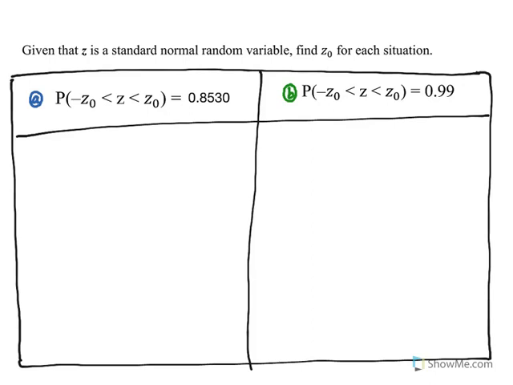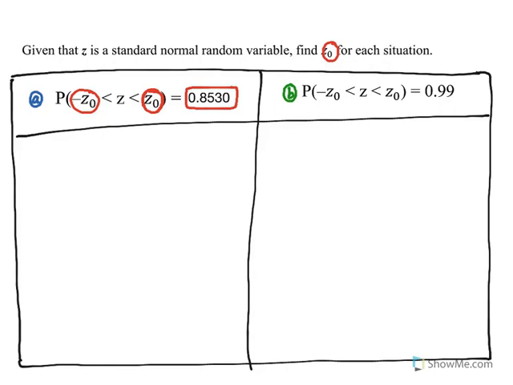So now we are given that Z is a standard normal random variable. Find Z0. So in this case, we are given here the probability, and we need to find the Z0. Notice that I have negative Z0 and positive Z0. This will make us able to solve this question easily. But pay attention with me right now. I will go to the next page that contains what we need to know.